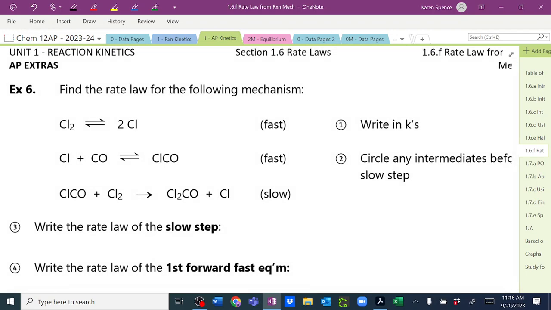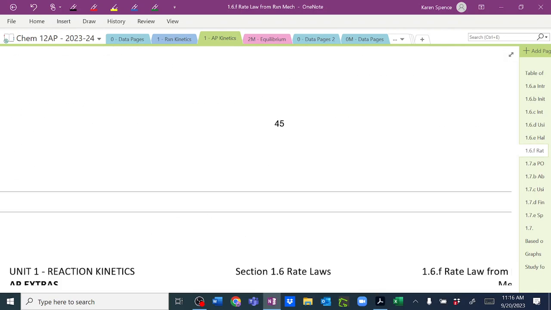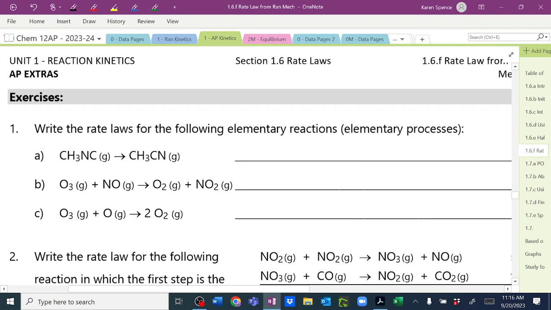Okay. Oh, this one's a nasty one. It's got two fast steps. You're never going to have to do this. Should we skip this one? Yes, you could do it. It's all worked out for you in the answer key, but I feel like it's too painful to do.